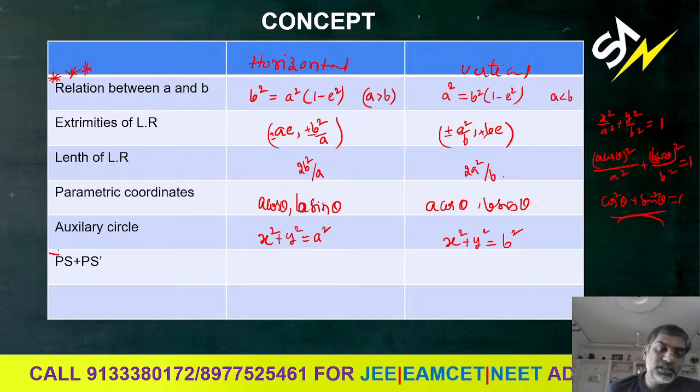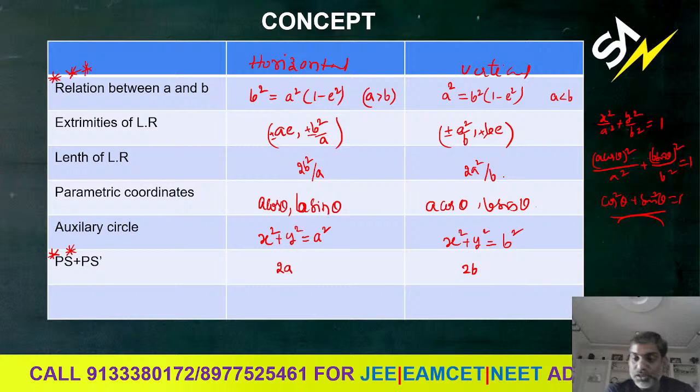And then next one is PS plus PS dash. This is also an important point. So PS plus PS dash is nothing but 2a. In case of horizontal it is 2a, and in case of vertical it is 2b. So PS plus PS dash equals 2a and 2b.